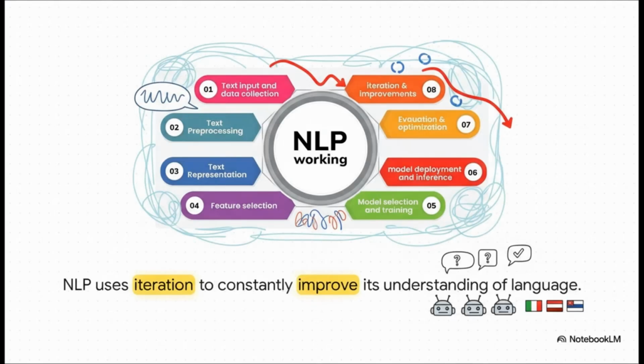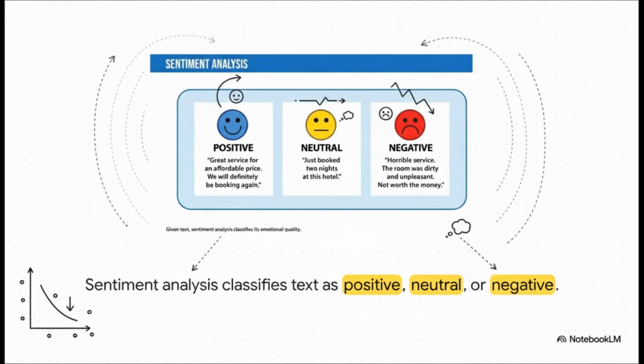Think about natural language processing. The tech that powers chatbots and translation tools. It uses these exact same principles to figure out how to understand and speak human language. And hey, take a look at step 8 on this diagram, iteration and improvements. That's just a friendly way of saying gradient descent, refining the model over and over again. For example, when a system analyzes a movie review to see if it's positive or negative, it's not magic. It's using a model that was trained, using gradient descent, to classify the emotional feeling of the words you type.